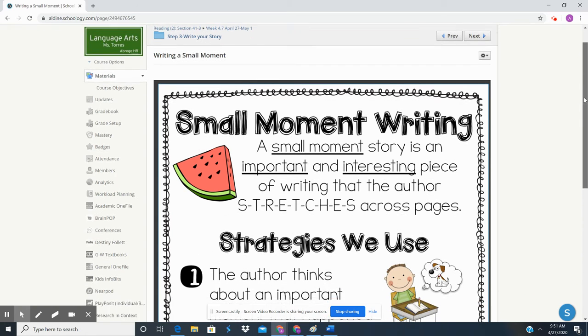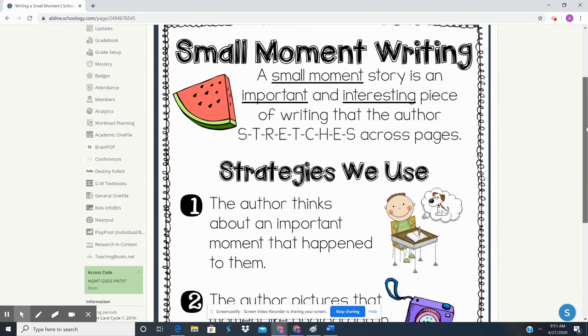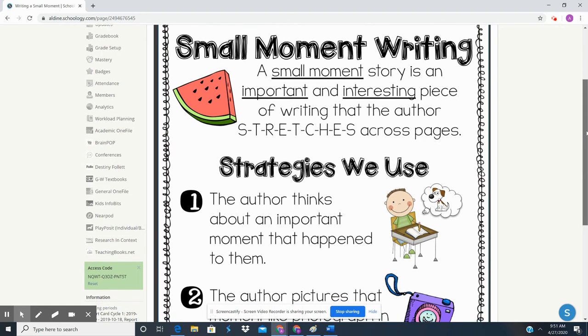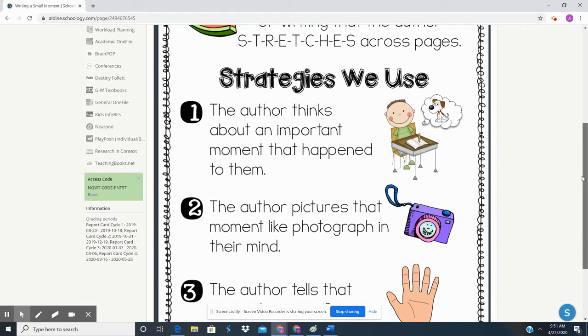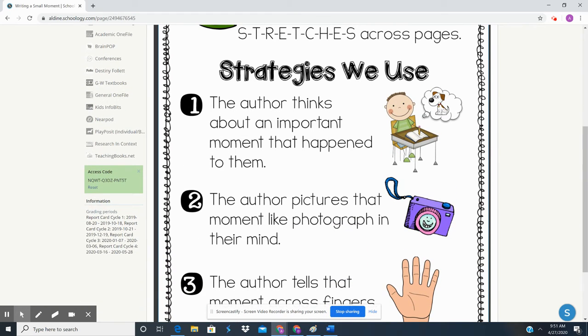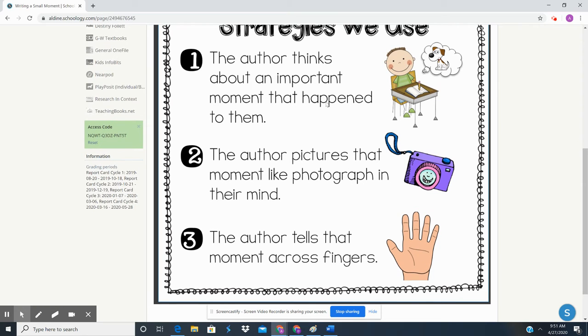So let me help you out a little bit and remind you how to write your best stories. When you write your small moments, a small moment story is an important or interesting piece of writing that the author stretches across the pages. That means that even though it's a small moment, you're going to write as much as you can about it. Okay, so these are the strategies we can use. Number one, the author thinks about an important moment that happened to them. So you did that in your brainstorming.